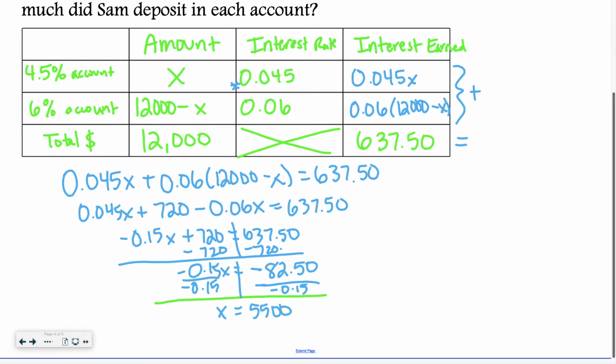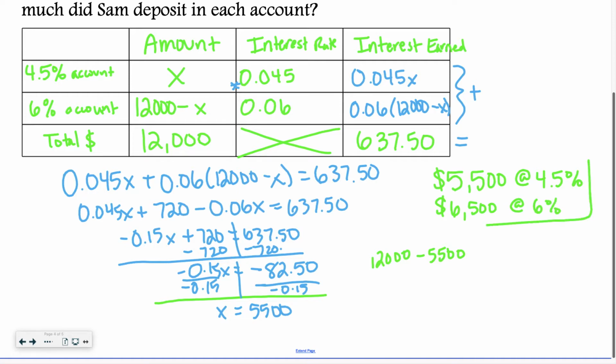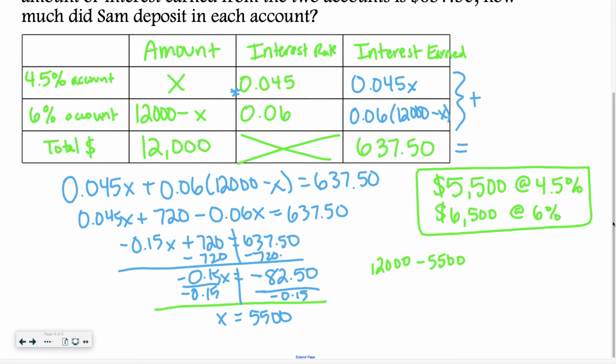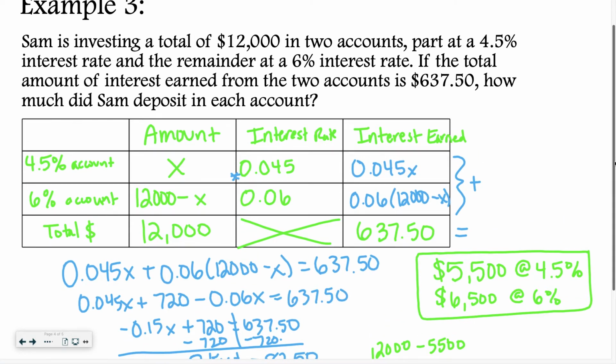And that means I need to go back and look at my table to figure out what x represents. It represents how much is at the 4.5% interest rate. So I can say $5,500 was invested at the 4.5% interest rate. And then what I would do is I would say 12,000 minus 5,500 is $6,500 was invested at the 6% interest rate. And those would be the two starting amounts in each account.